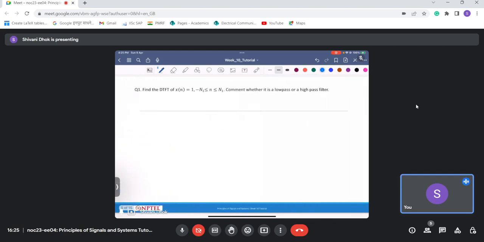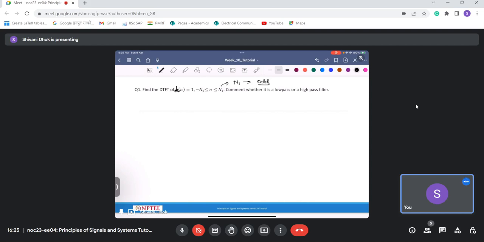So let's start with the very first question. It says that I have been given a signal x[n], which is equal to 1 for a fixed duration of minus N1 to N1. Now we need to comment whether it is a low pass or a high pass filter. So to be consistent with the notations, let's say this is some impulse response h[n], and it is 1 from minus N1 to N1, and let's say that this N1 is odd.